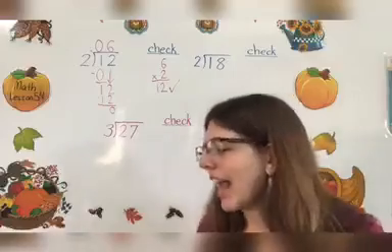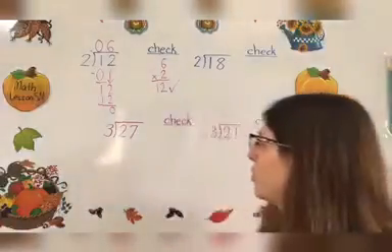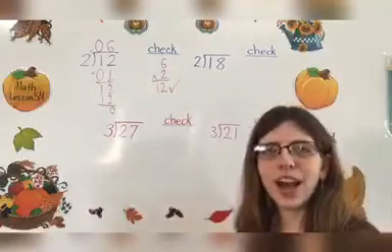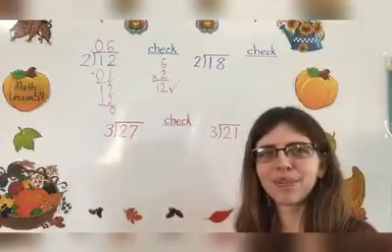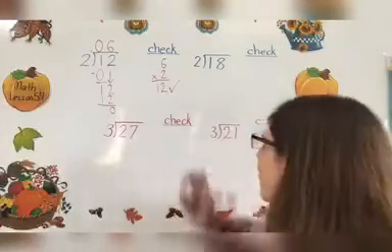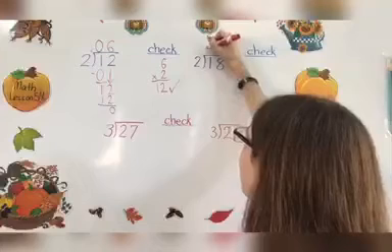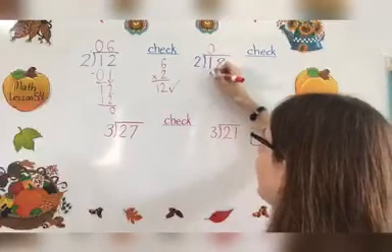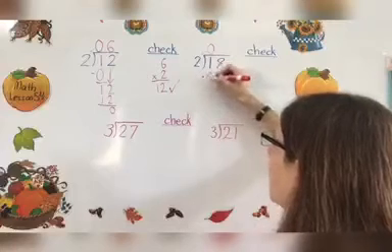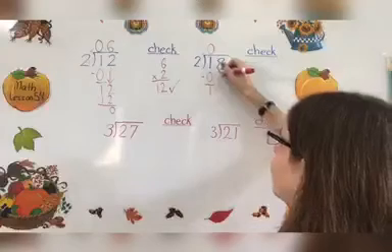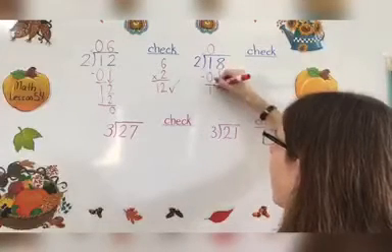So letter A, 18 divided by 2. How many times can 2 go into 1? 0, because 2 is bigger than 1. So we put our 0 over the 1. 0 times 2 is 0. 1 minus 0 is 1. 1 is less than 2, so I can bring down my 8.